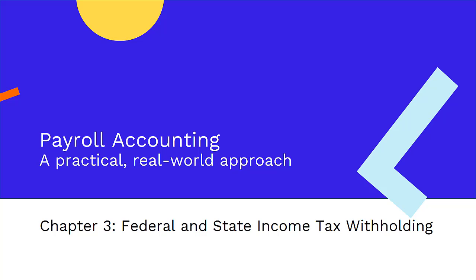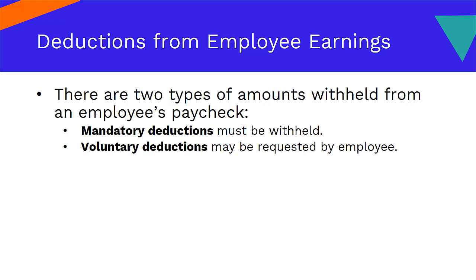Chapter 3 Federal and State Income Tax Withholding. In the previous chapter, we had gone over calculating pay. In this chapter, we will determine the taxable income for tax withholding, as well as taxable income for Social Security tax and Medicare tax. Employers withhold money from the employee's paycheck.